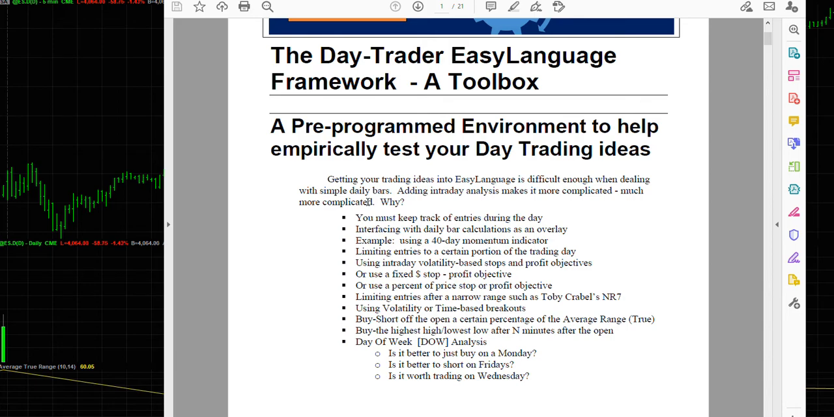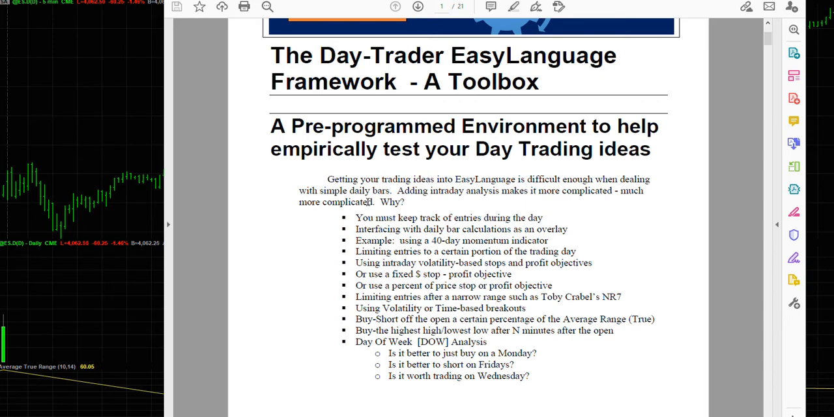It also shows you how to use volatility-based profit objectives and stops, fixed dollar stops, and profit objectives. It also lets you use a percent of price as a stop or objective. And then also it lets you set up different daily bar patterns before you take an entry. Like for example, say you only want to take a trade if yesterday was an NR7, Toby Crabel's NR7. This framework allows you to do that, and it shows you how to do that as well.